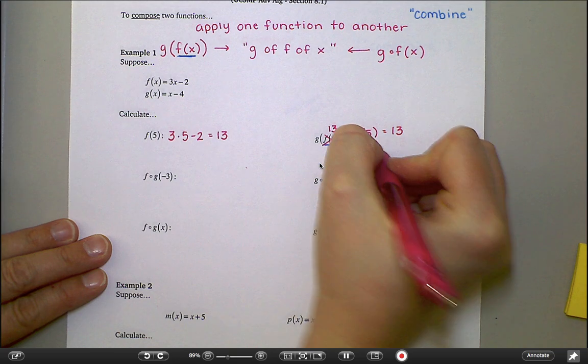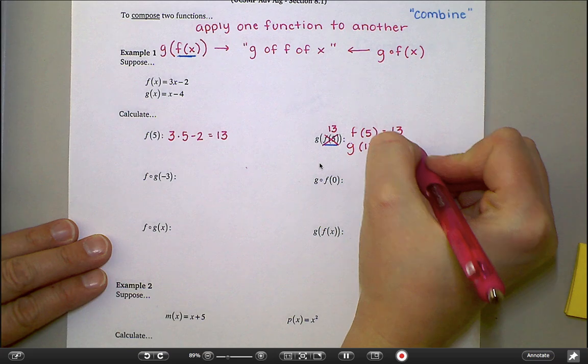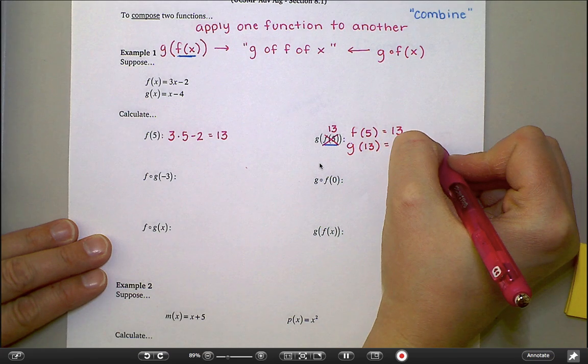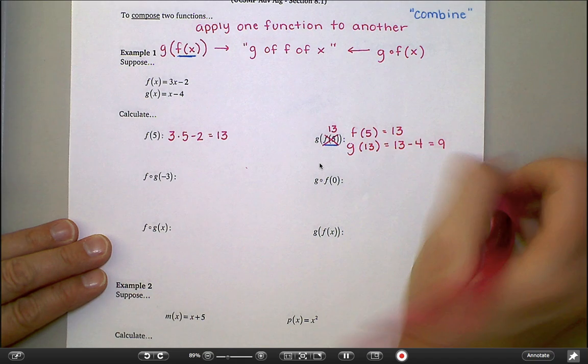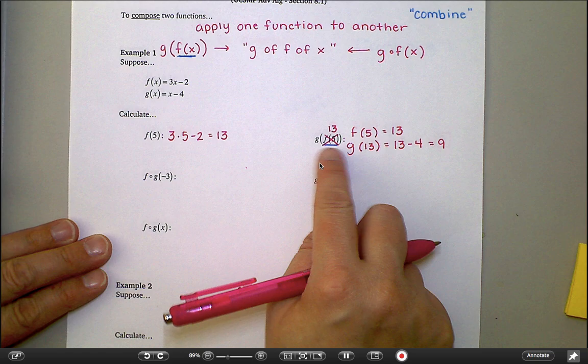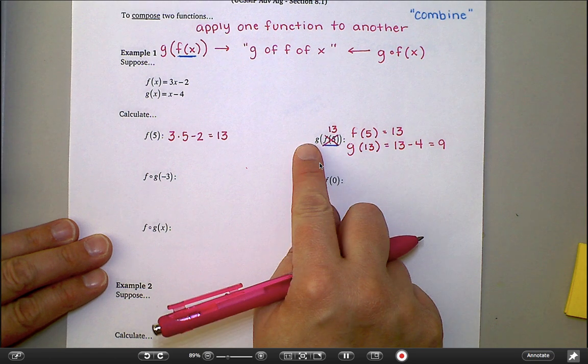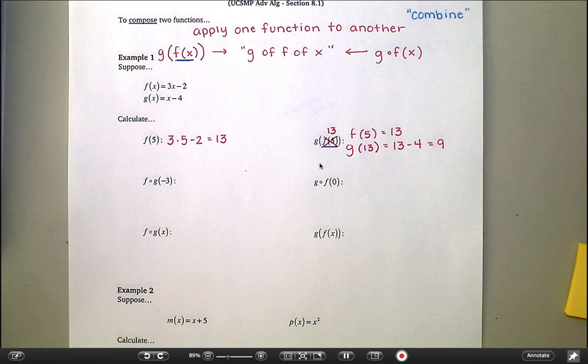And g of 13 here, let's see, that would be 13 minus 4. And 13 minus 4 gives me 9. So there's my final answer on that one. That means if I take the 5 and apply the f function and then apply the g function, the final result would be 9.